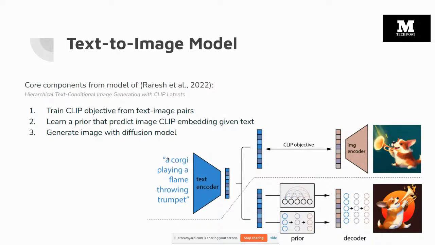So once you have your encoded text here in the bottom left, then you pass this into a diffusion model that is a generative network. And then, as you can see, you can still generate an image that is connected to this Corgi playing a flame-throwing trumpet, that is different, though, with respect to the ones that it has seen in the training phase.